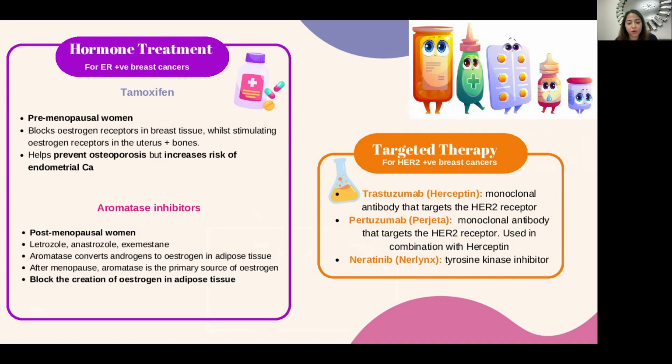And then we've got the targeted therapy with monoclonal antibodies like Herceptin, or the others that are monoclonal antibodies targeting the HER2 receptors. Herceptin is the common one, and then the other two can be used in combination with Herceptin or on their own. But again, these are all treatments that are directed by specialists.